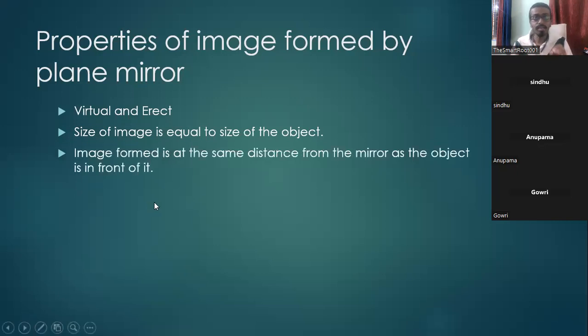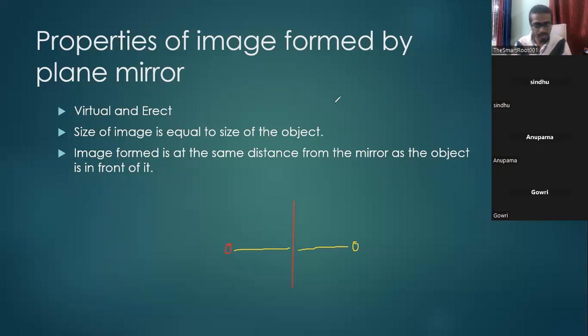Next, image formed is at the same distance from the mirror as the object is in front of it. Have you seen where the image is formed? Say for example, this is the mirror and let us say you are standing somewhere over here. Whatever distance you are from the mirror, the image is also formed at the same distance. As you go closer, your image also comes closer; as you go farther, the image also goes farther, isn't it?